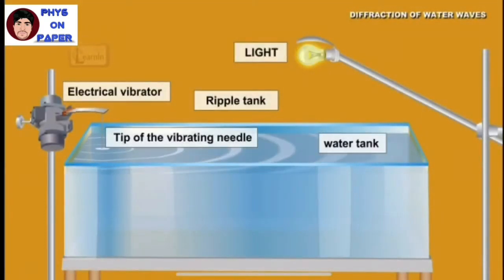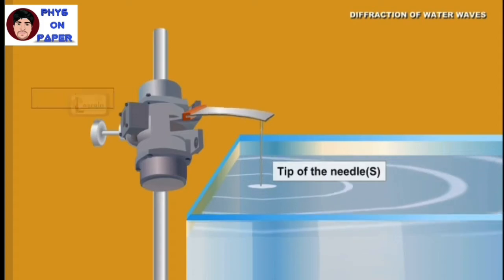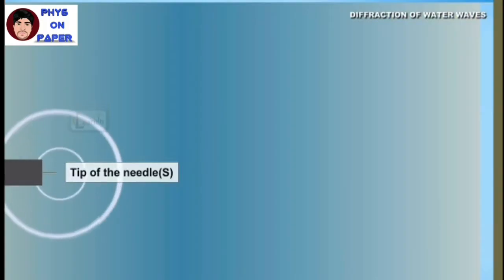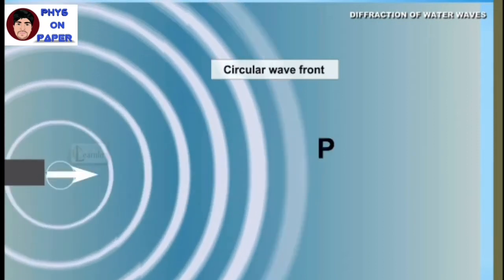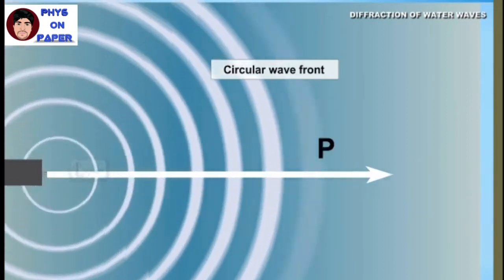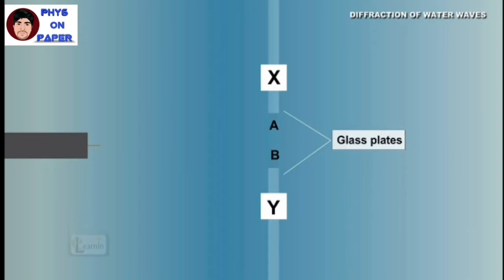Here we observe the diffraction of water waves. The setup here is the ripple tank arrangement. The electric vibrator connects to the tip of the needle. Circular wavefronts are produced by the tip once it hits the water surface. These wavefronts travel in the direction along T. Let X and Y be two vertical glass plates immersed in the tank far away from the vibrating source, having a gap in between them.